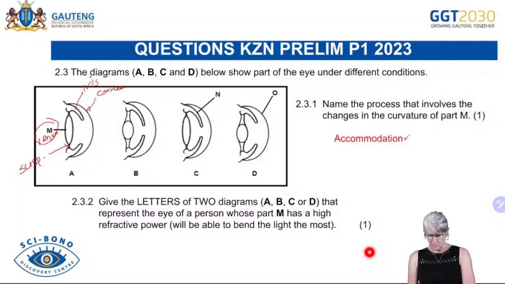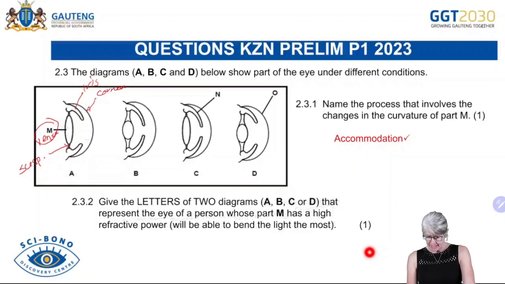Give the letters of 2 diagrams, so only 2 of A, B, C, or D, that represent the eye of a person whose part M has a high refractive power. When the lens is very convex, it's going to have a high refractive power, so it will be able to bend the light the most. So I need to have a look and see which 2 diagrams.